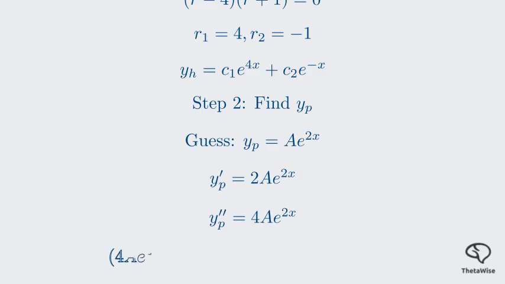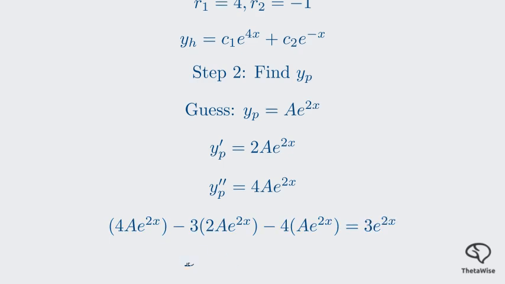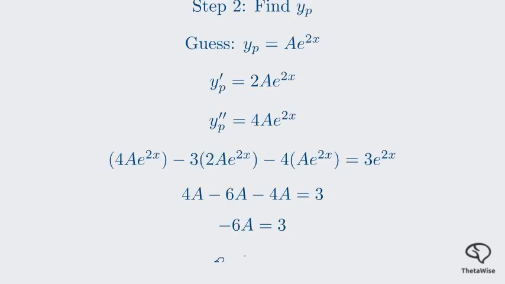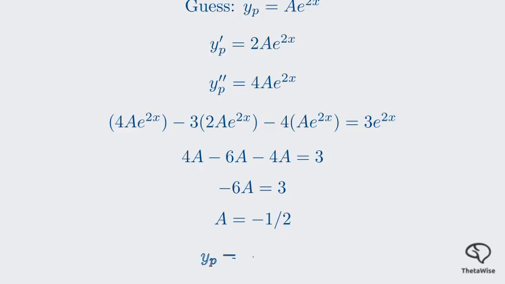This gives us 4a e to the 2x minus 3 times 2a e to the 2x minus 4 times a e to the 2x equals 3e to the 2x. Simplifying the left side, we get negative 6a e to the 2x equals 3e to the 2x. Dividing by e to the 2x, we find that negative 6a equals 3, so a equals negative 1/2. Our particular solution is y sub p equals negative 1/2 e to the 2x.